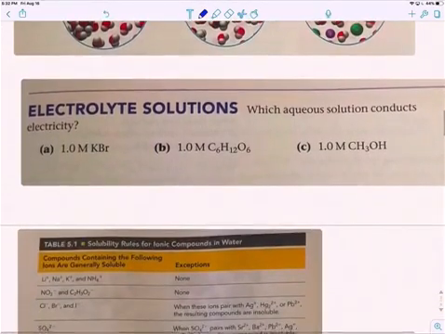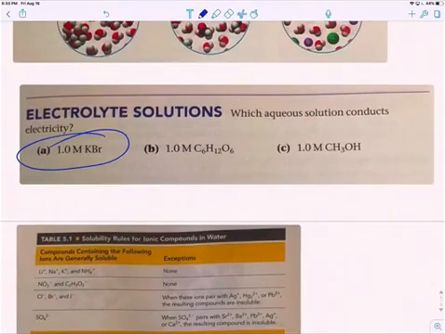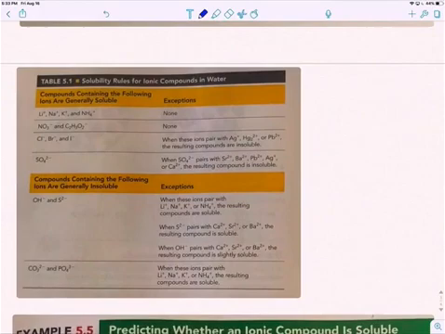Okay, so which one conducts electricity? We have potassium bromide, an ionic compound. We have 1 molar glucose and 1 molar methanol. Methanol and glucose are both molecules, and they are non-electrolytes, so it is the potassium bromide that's going to conduct electricity. Okay, and I mentioned solubility rules, so let's talk about these a little bit more.